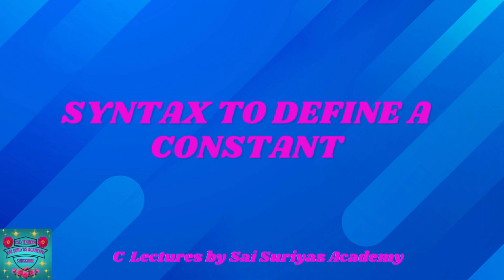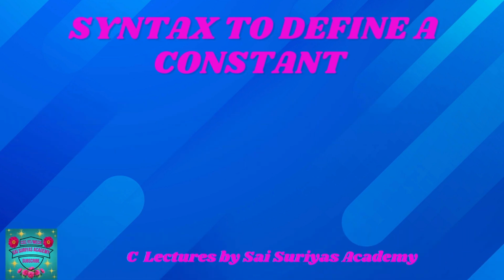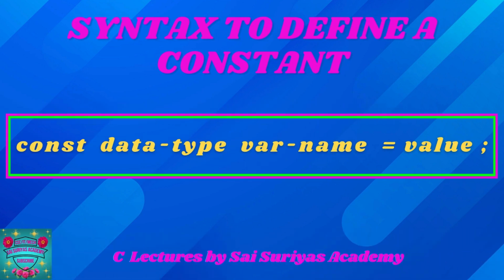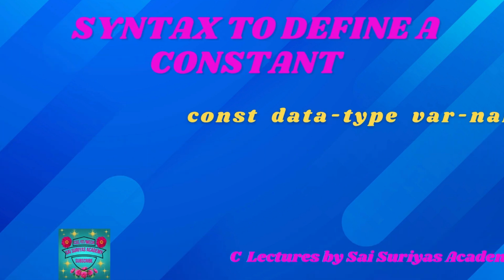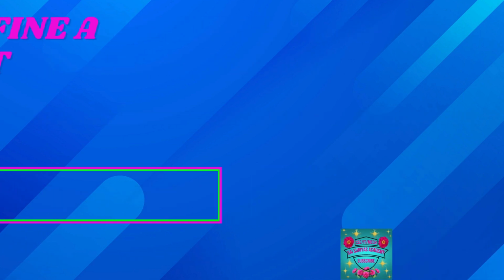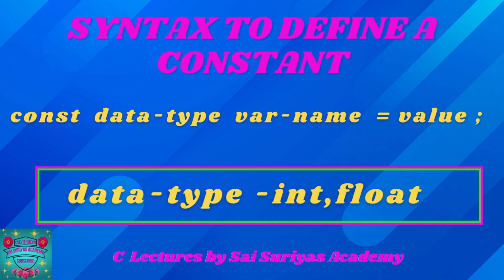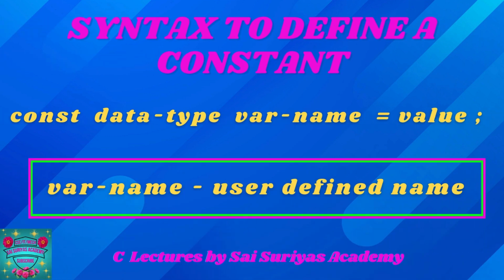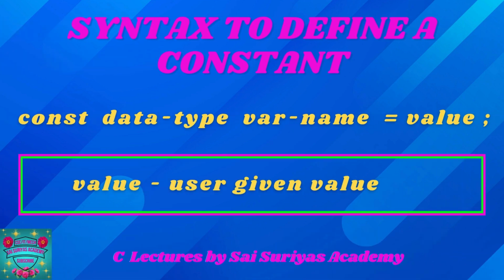Now, the syntax to define a constant is given as below. That is, const, data type, variable name equal to value, which ends with a semicolon. Here, const refers to the keyword. The data type can be of any data type, which can be integer, float or character or whatever. The variable name is a user defined name, and the value can be assigned by the user. This value remains the same throughout the program.